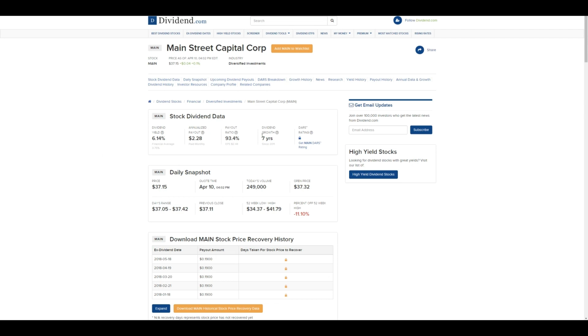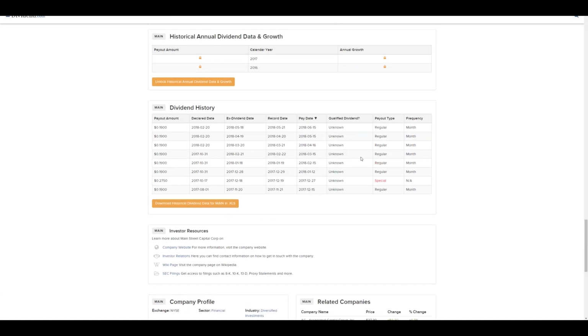Main Street Capital, 7 years of dividend growth, very high payout ratio, but this is a real estate investment trust, meaning that they do need to pay out about 90% of their earnings in order to not get taxed. You have to look up the way REITs get taxed. If you go down towards the bottom, you'll notice that this stock is not qualified dividend, meaning that the dividend that you receive from Main Street Capital will get taxed at your regular income tax bracket unless you're buying and trading within your Roth IRA.